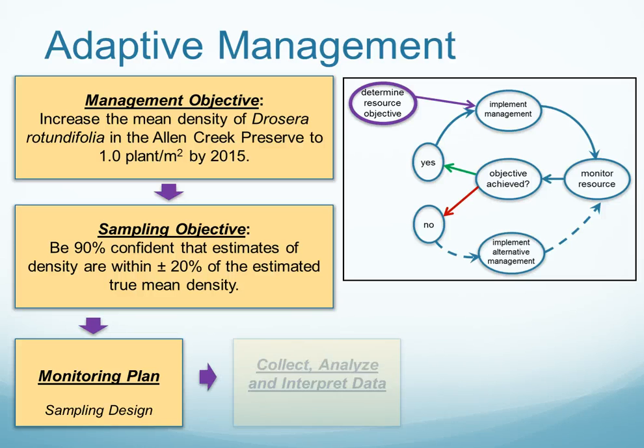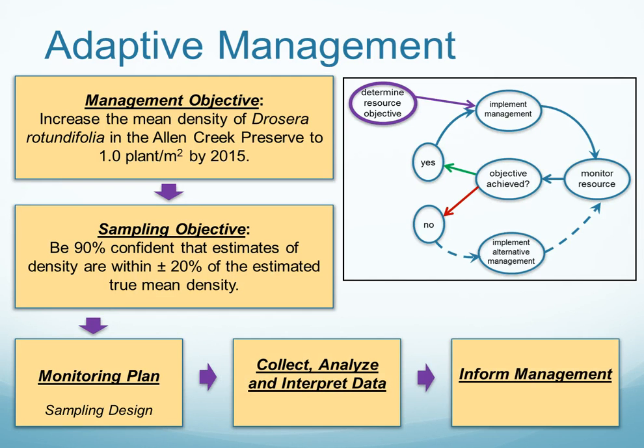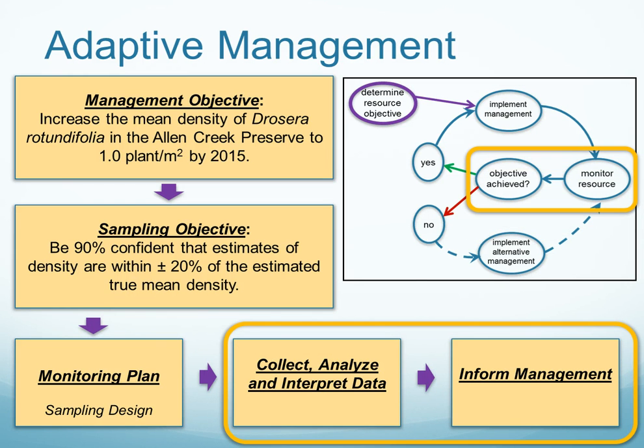We develop a monitoring plan, and in doing this, design how the sampling is going to be conducted. The next steps are to collect data, analyze and interpret those data, and then use the results to inform management. In this presentation, we're focusing on the actions involved in monitoring, so collecting, analyzing, and interpreting the data so that we can inform management and determine whether or not the objective has been achieved.